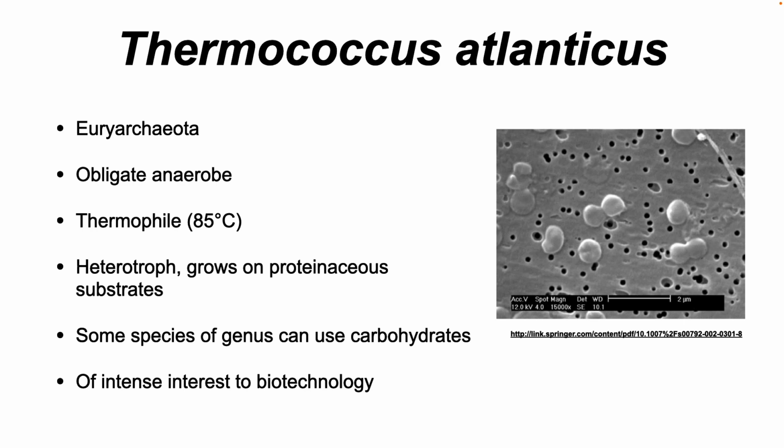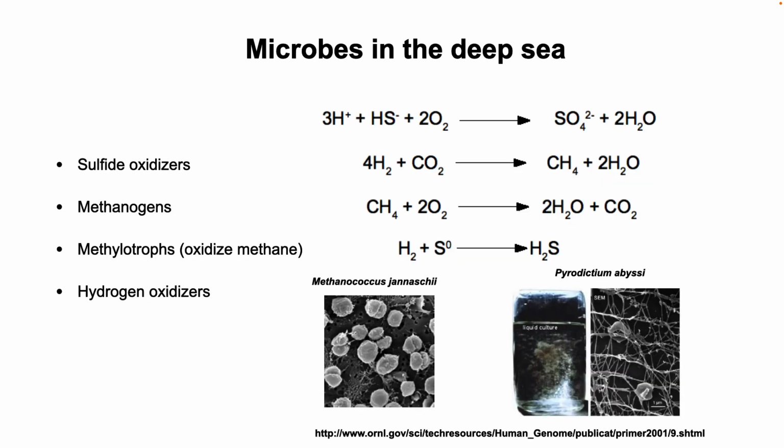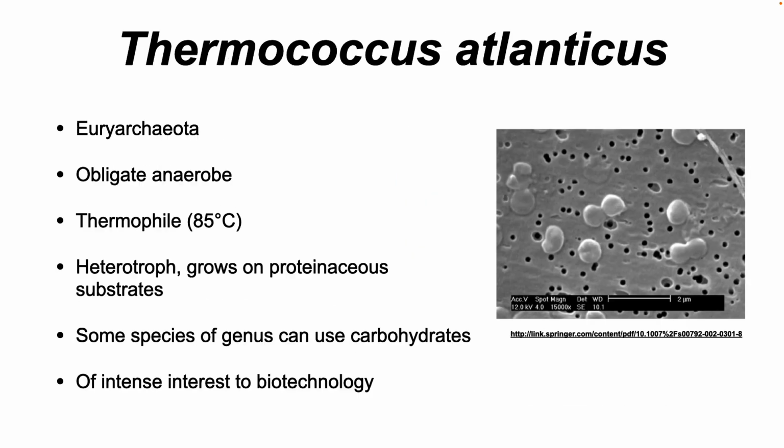enzymes that are thermal stable, but they grow on substrates that are not so corrosive to metal fermenters. A lot of the other organisms, like Geoglobus ahangari, will grow on hydrogen and iron. Those can be more difficult to deal with. The guys that use sulfur can be very corrosive, so that's also difficult to use. So they're interested in looking at this one.